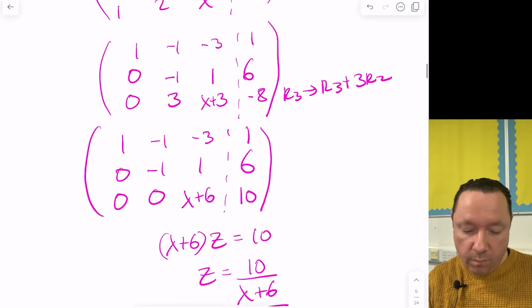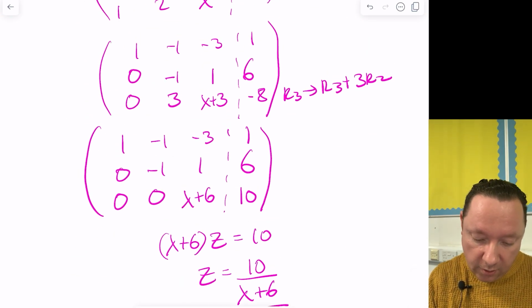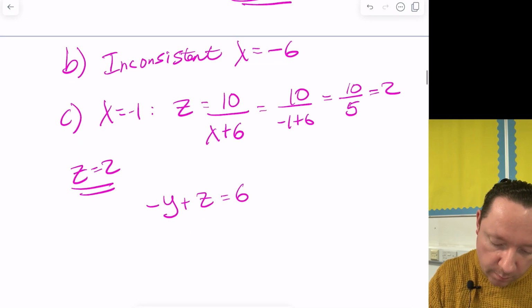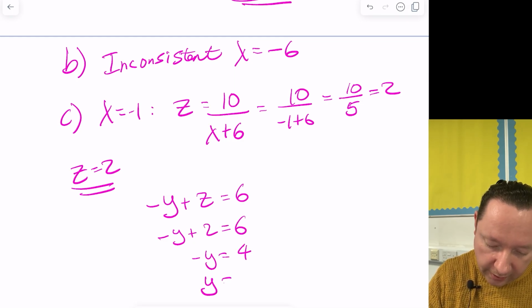Next equation, minus y plus z equals 6. So that's minus y plus 2 equals 6. So minus y is 4. In other words, y is negative 4.